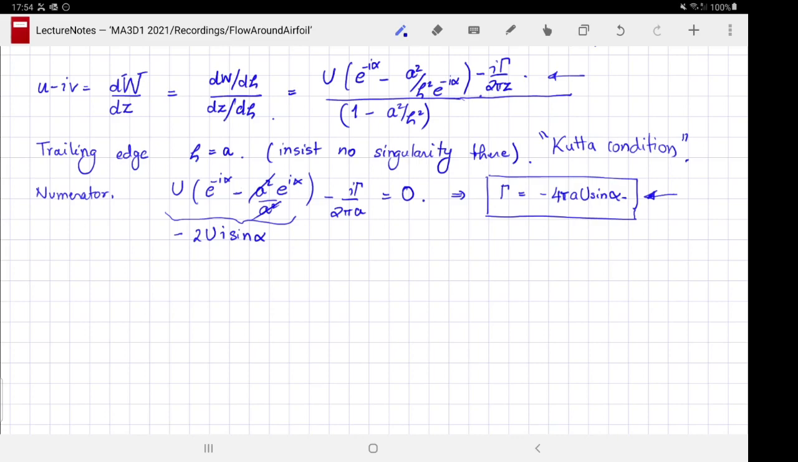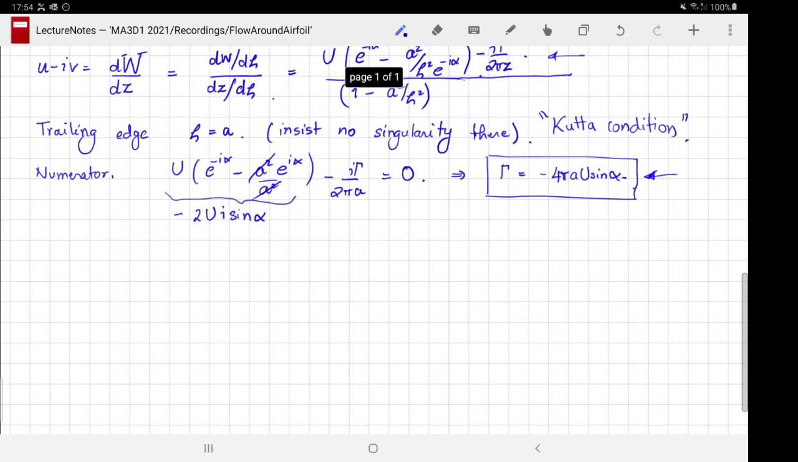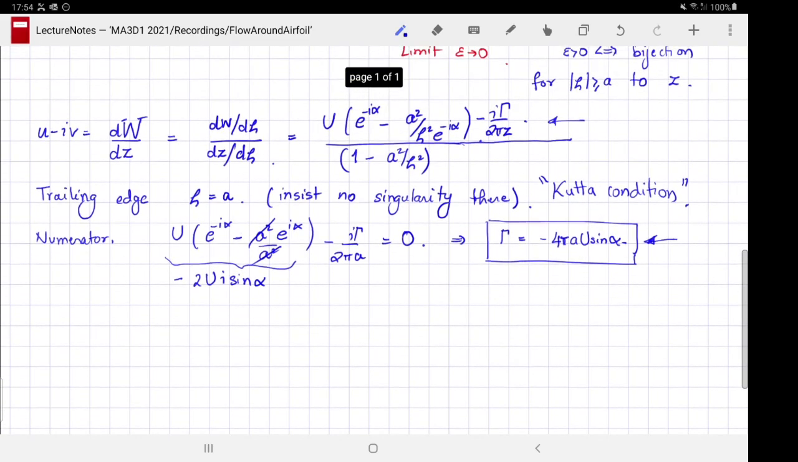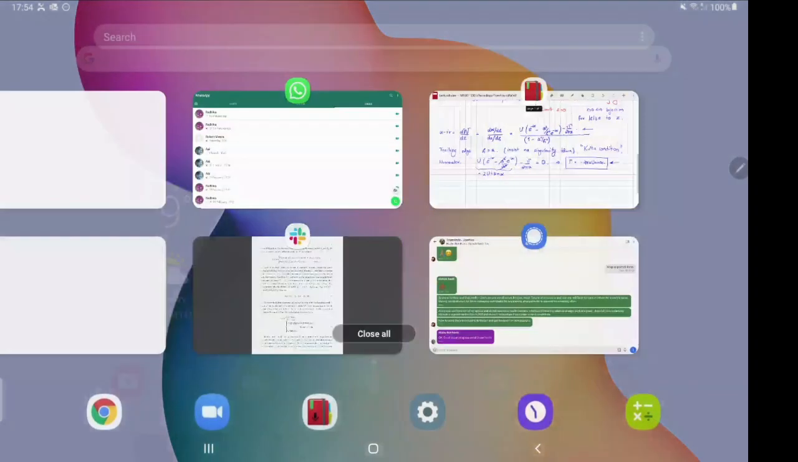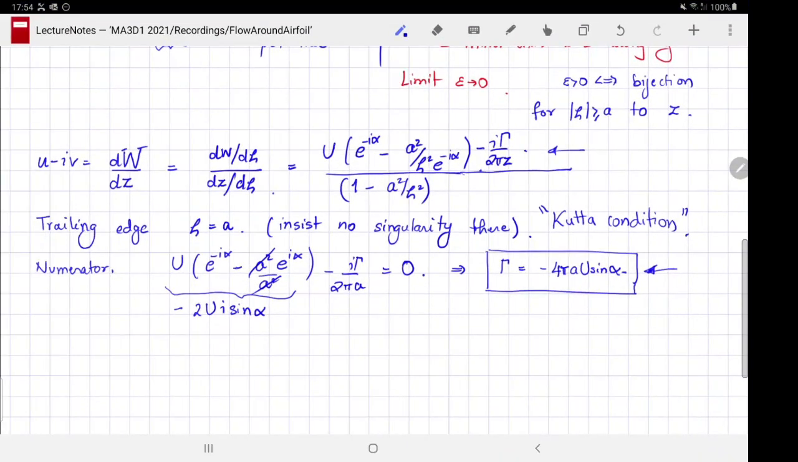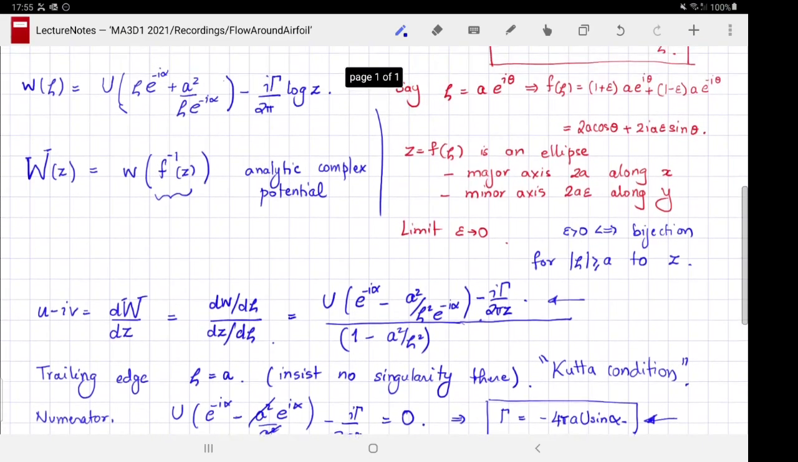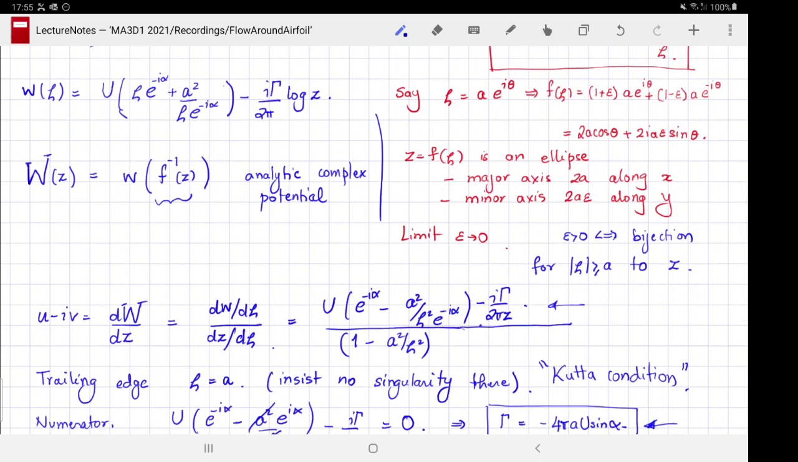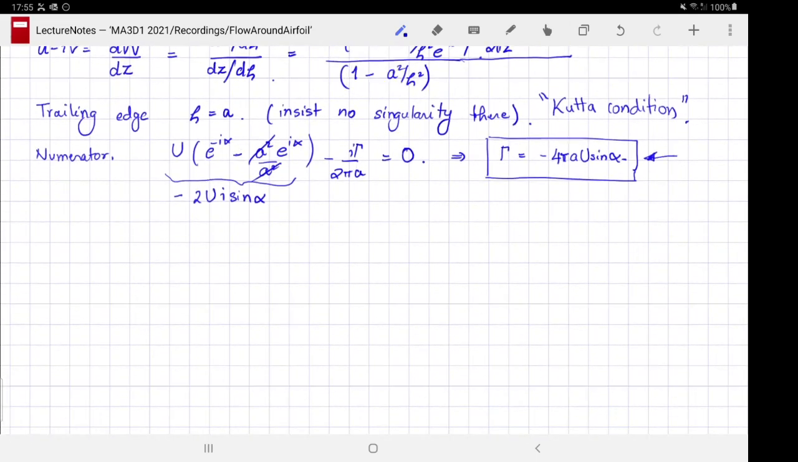So with that done, now we have the flow around a flat plate. It is given by the potential, composite form is expressed in terms of these two functions, W of zeta and F of zeta, in this composition. And now it is left for us to find the force on the flat plate.